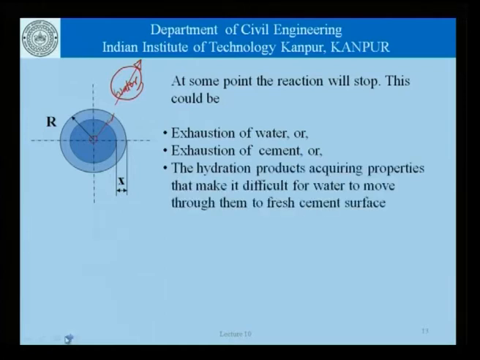There is a third possibility, and that is the reaction products which are formed here acquire properties that make it difficult for water to move through them to the fresh cement surface. That is, even though there is unhydrated cement here, and there is water available here, this water cannot move through the hydration products. The hydration products have acquired such properties, that is, they have become so dense, and even then hydration would basically stop.